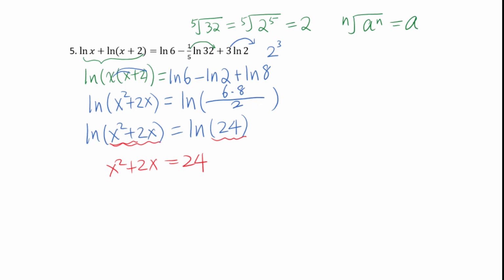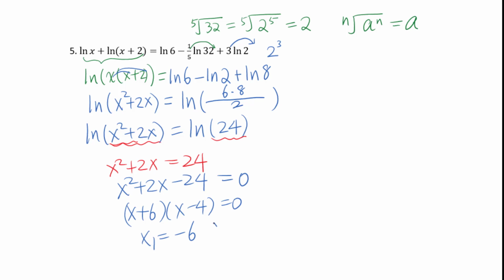This is a quadratic equation. So x squared plus 2x minus 24 equals 0. Factor: x plus 6 times x minus 4 equals 0. x1 equals negative 6, x2 equals 4.